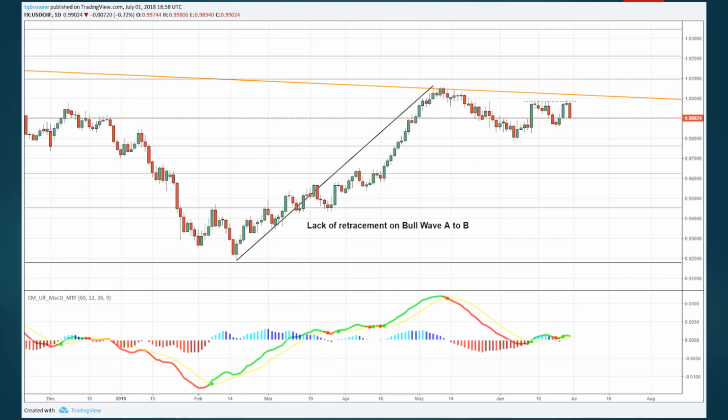So going a bit closer here, this is another reason why I'm a bit hesitant to trade a reversal play back into this range. And that's because, as you can see, there's a lack of a retracement on this long extended bull move from early February until May. And I'm looking for more of a reversal setup than that. I'm looking for an animal pattern, an advanced harmonic pattern, and AB equals CD.